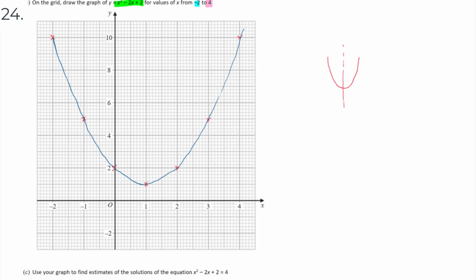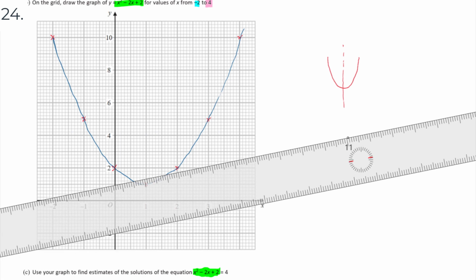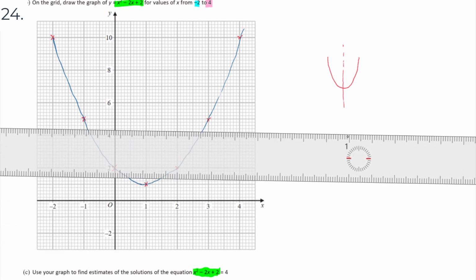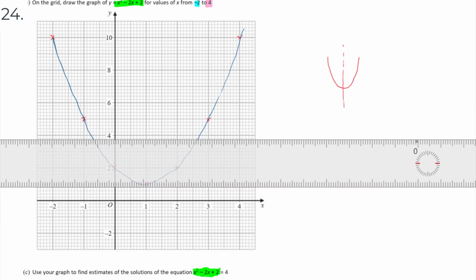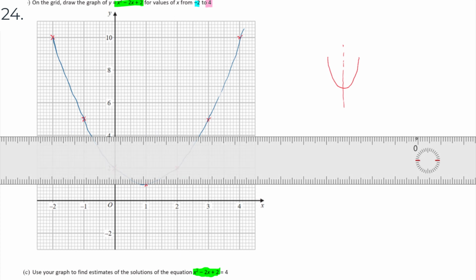Finally, part C says use your graph to find estimates of the solutions of the equation x squared minus 2x plus 2 is equal to 4. Now note again, this is the same equation as parts A and B, so we're not having to change it in any way. We just want to know where this graph is equal to 4. Now the easiest way of doing this is just to draw a line at y is equal to 4 and see where it crosses our existing line.